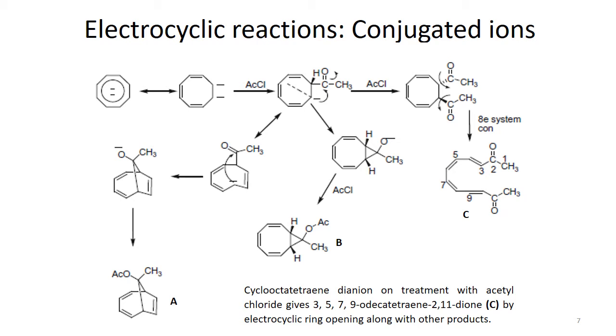In this case, there is another possibility that this negative charge attacks the acyl, or electrophilic, carbon atom, and then it makes a cyclopropyl type ring. In that case, O negative is formed. So the electrophilic carbon turns into a tetrahedral center, and this intermediate leading to the formation of B is formed. When it is treated again with acyl chloride, we get this B product. So this was the case.